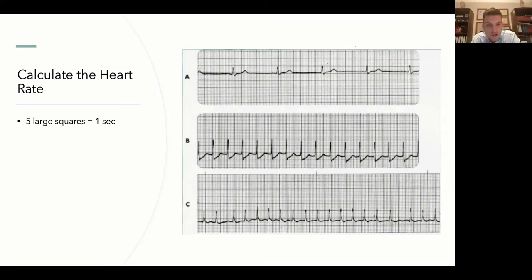Is it regular or irregular? Regular, and yes, Anton, you're right. It's also regular, and the rate is 150. Why? Because there are 2 big boxes in between the 2 QRSs. Using the 300 rule, as you can see, it's very simple, no?